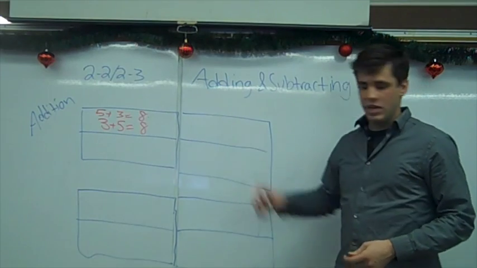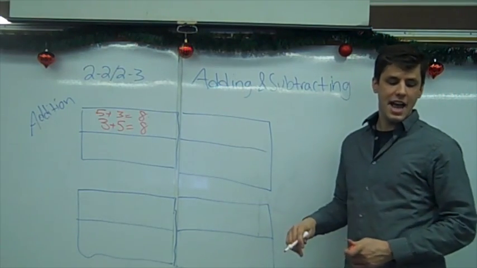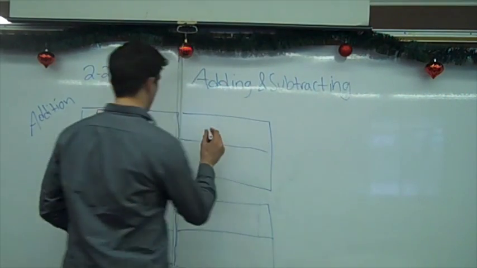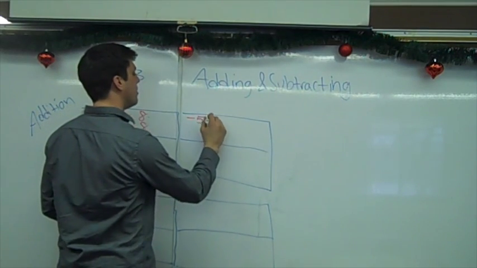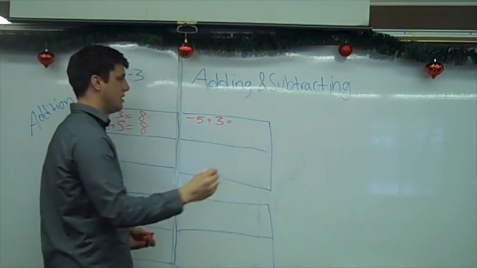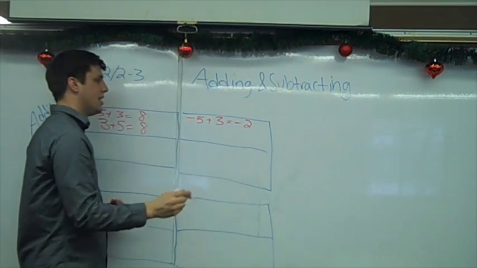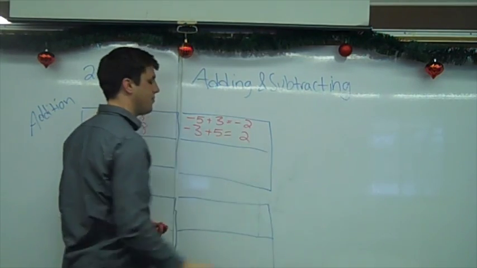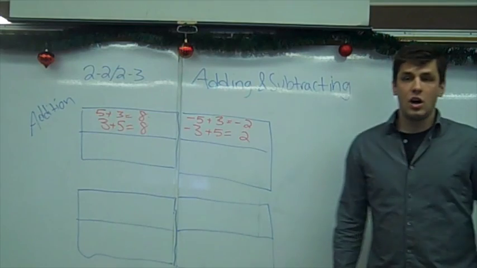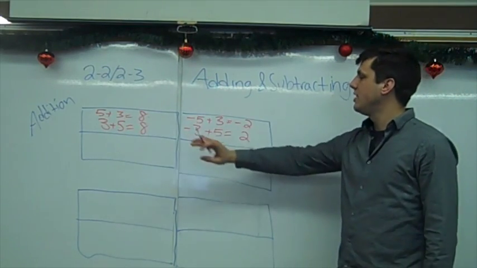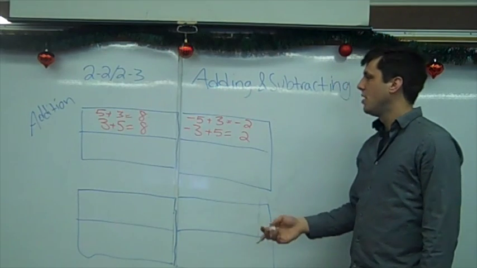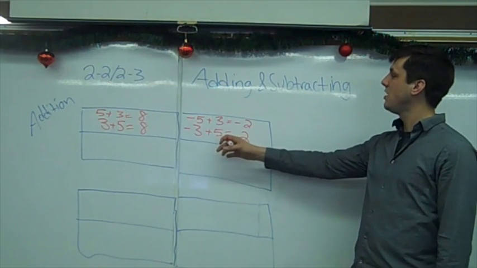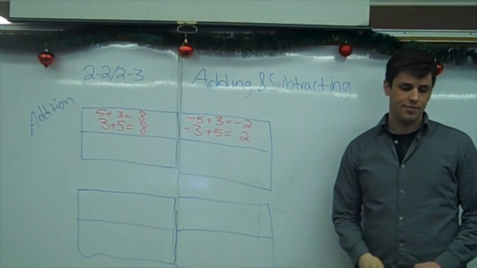So the next box over here, we have a negative and a positive being added together. And the negative is the first number. So for instance, negative 5 plus 3, which is going to equal negative 2. And then negative 3 plus 5 equals positive 2. A tip for that is, when you have a negative and you're adding a positive, whichever one is bigger decides the sign. If the negative is bigger, then the answer is going to be negative. If the positive is bigger, then the answer is going to be positive.